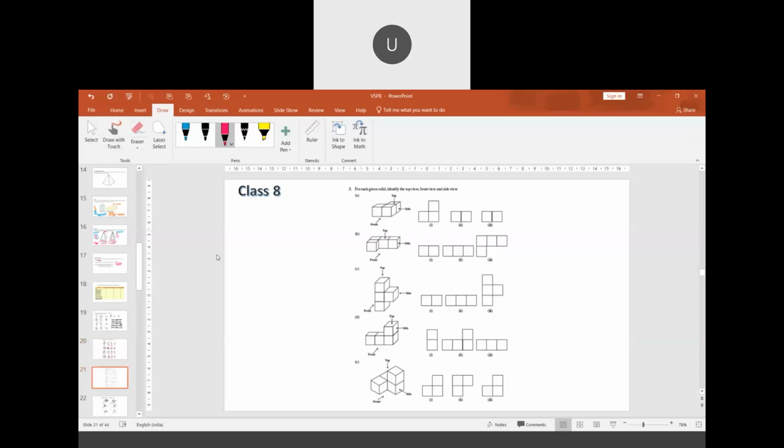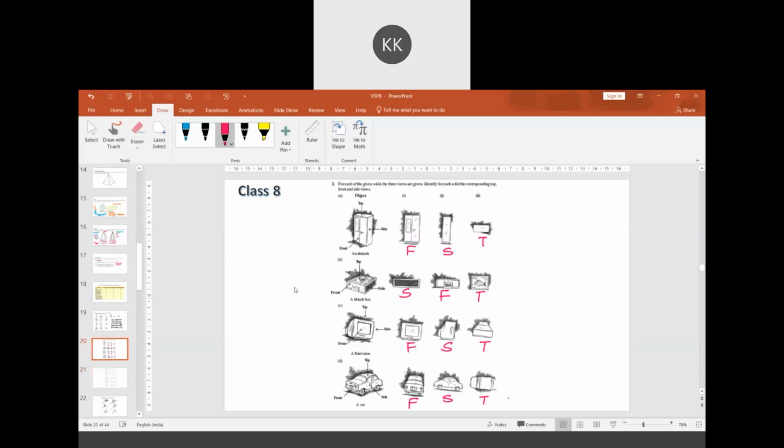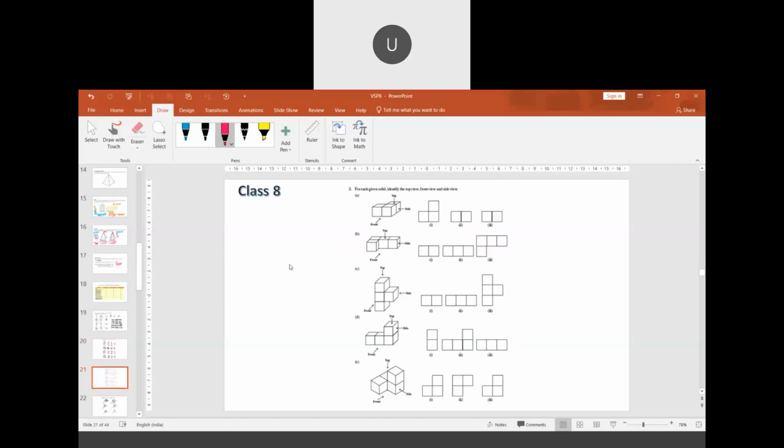Sir, why is the back view not there? It's not given. Front view is like back view only, if you are seeing from the other end. Okay, sir. What a question here. Very good.